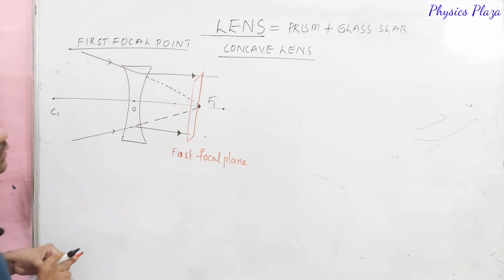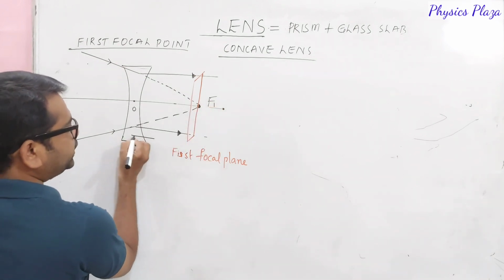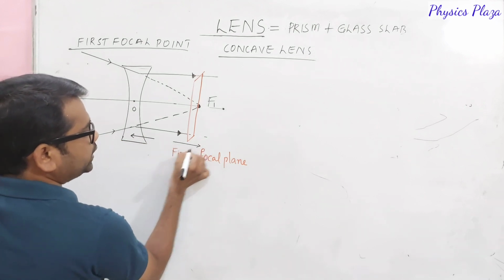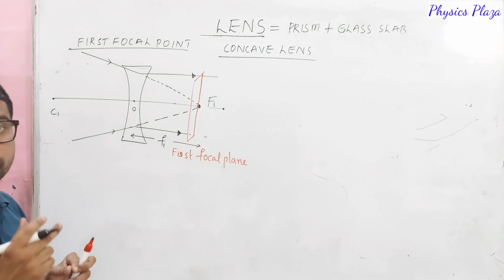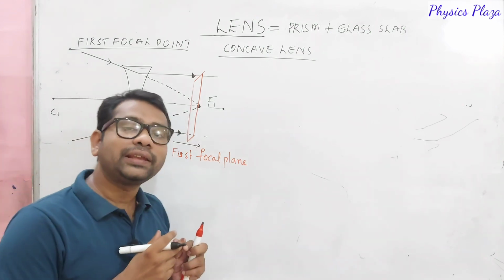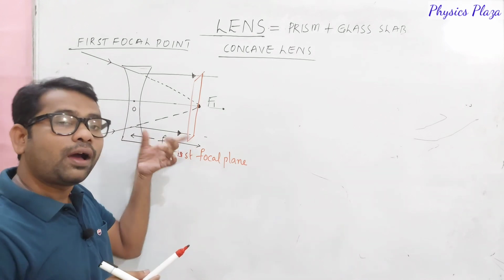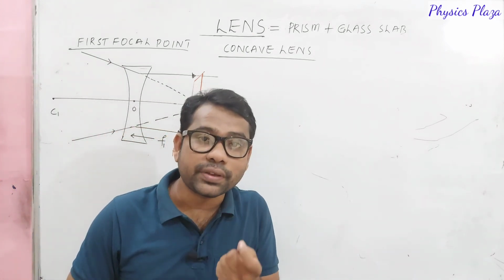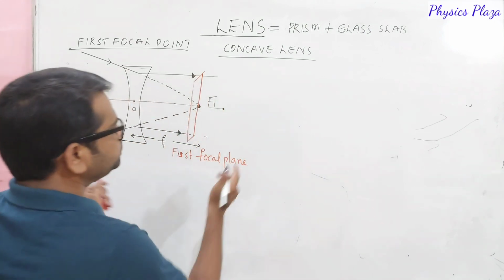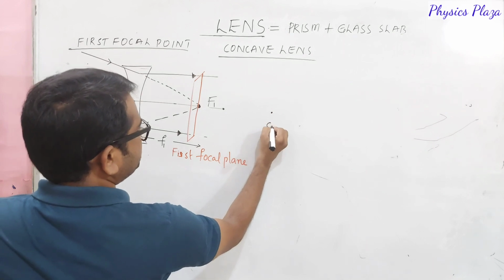And dear children, so this is F1, and the distance between optic center and first focal point is called first focal length. Technically, this first focal length is half of the radius of curvature of the lens actually. Here we have studied that this will be C2, right? Yes, this side C2 will be there.